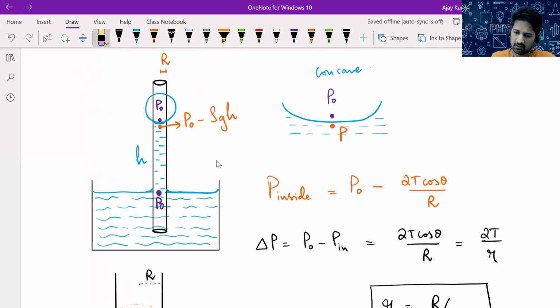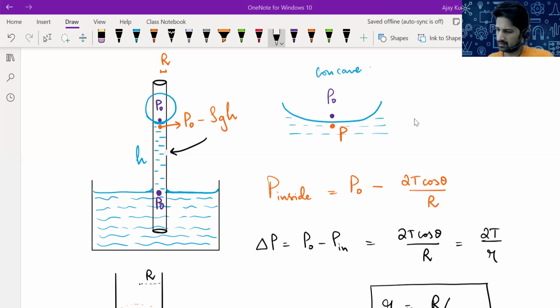Now tell me, what will happen if we make a hole in the capillary tube where the liquid is suspended? Suppose you make a hole here. Will liquid flow out of the hole or will air flow into the hole? Correct. Air will flow into the tube. Why does that happen? It depends on which fluid is at higher pressure basically.